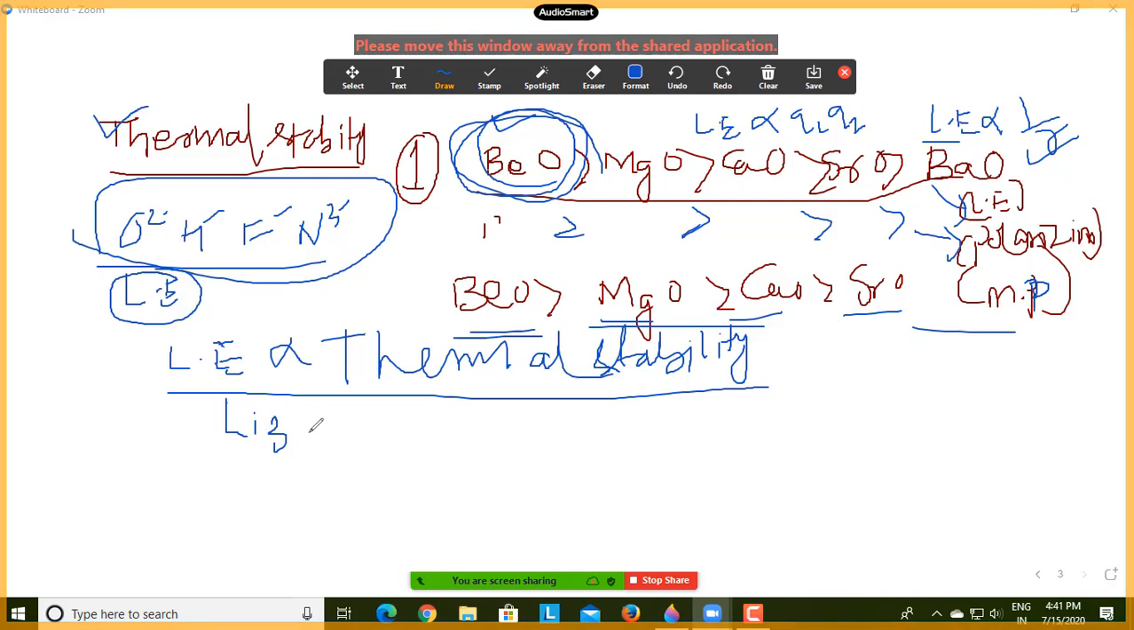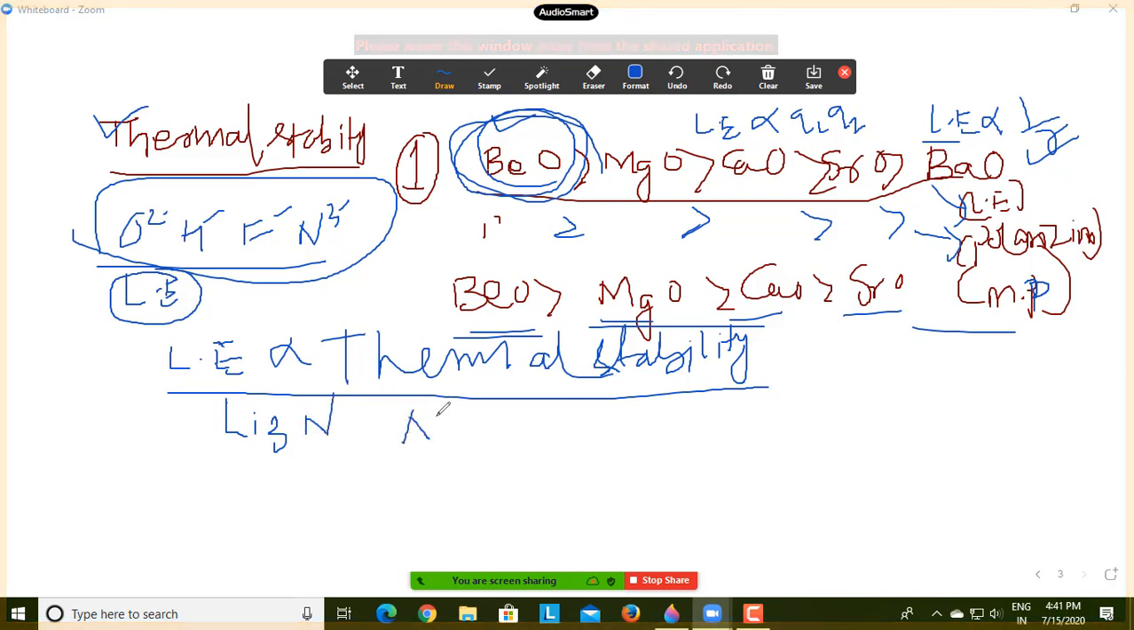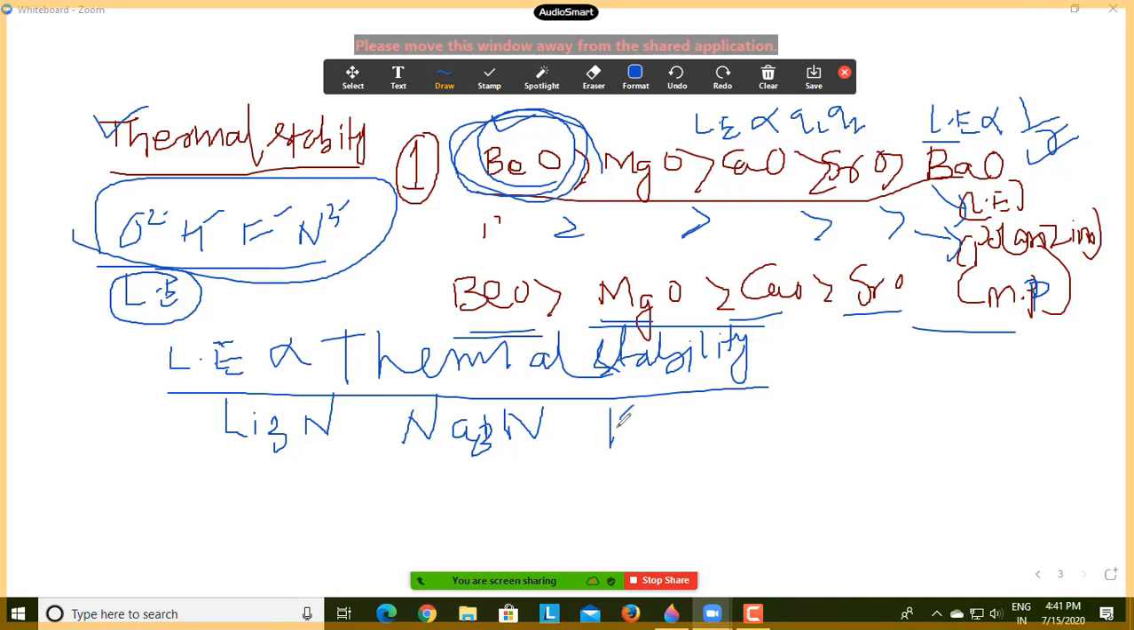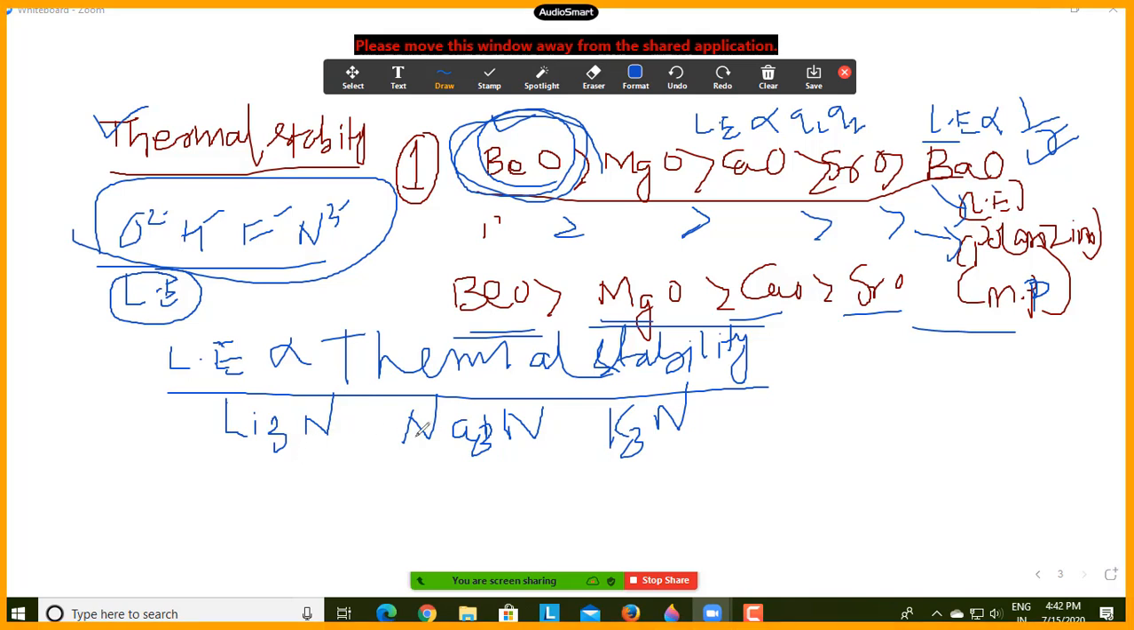Some example of this category I am taking. Lithium nitride you take, sodium nitride you take, and potassium nitride. You say thermal stability, which is more? Lithium nitride, sodium nitride, potassium nitride.